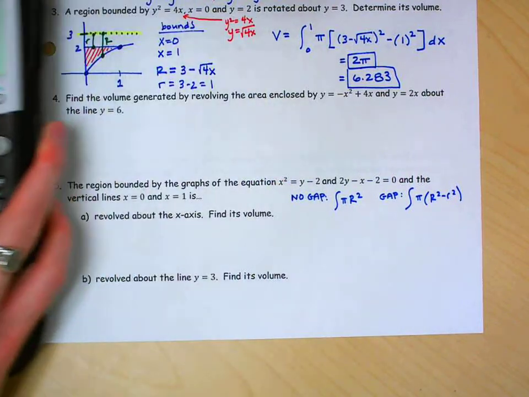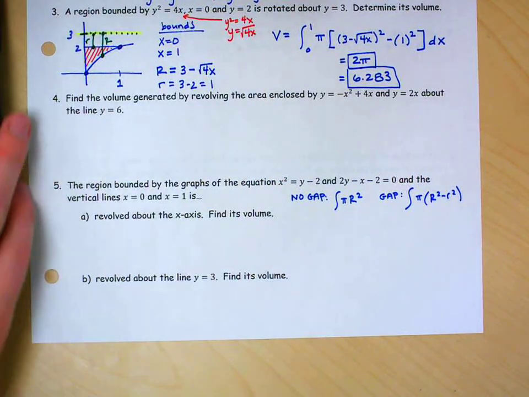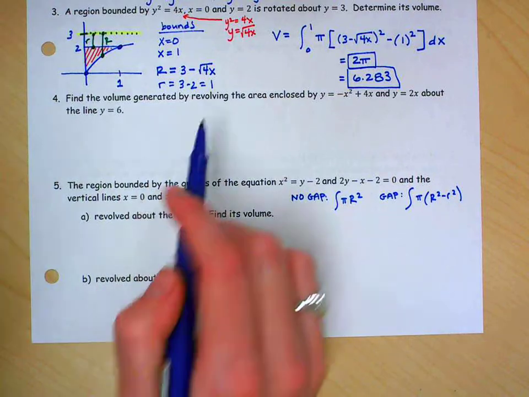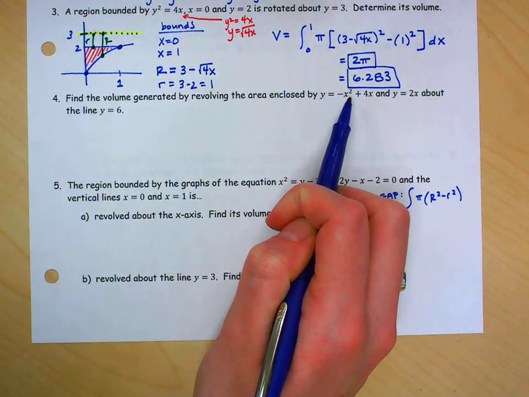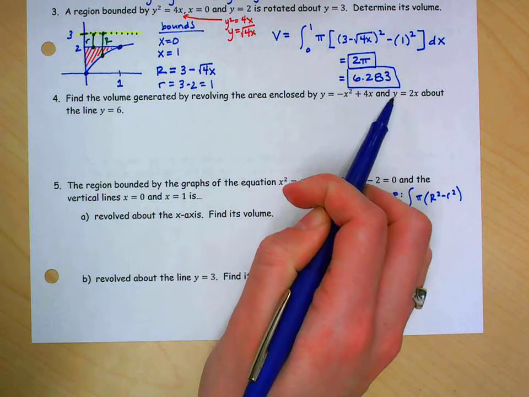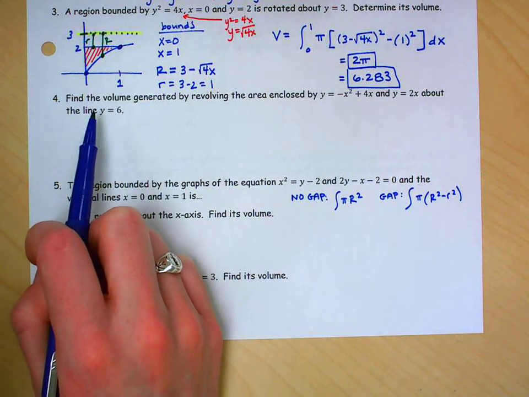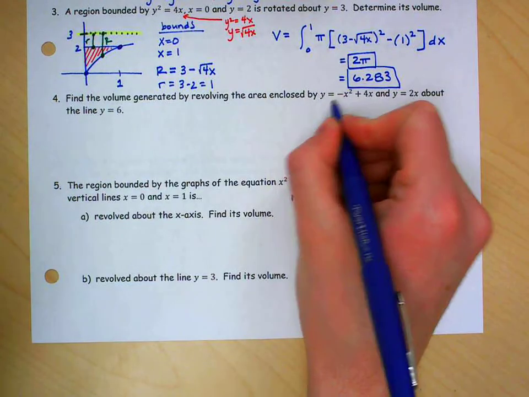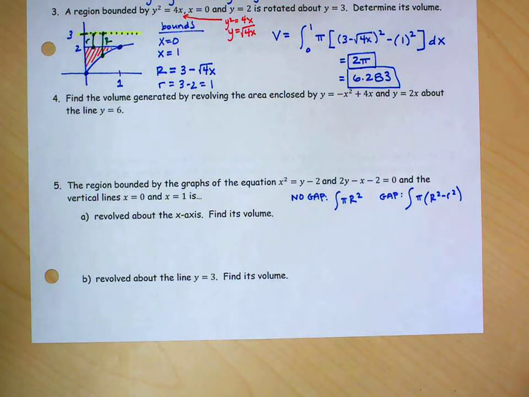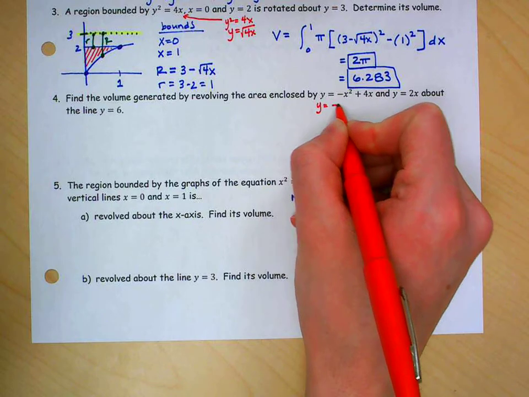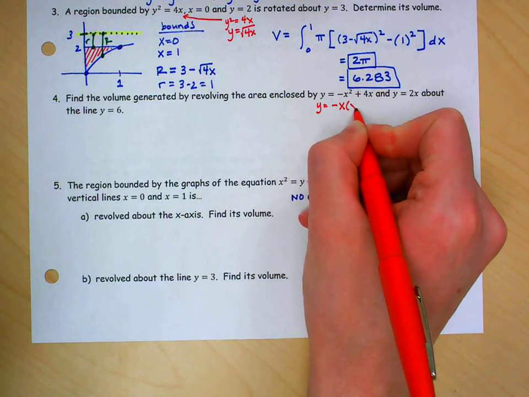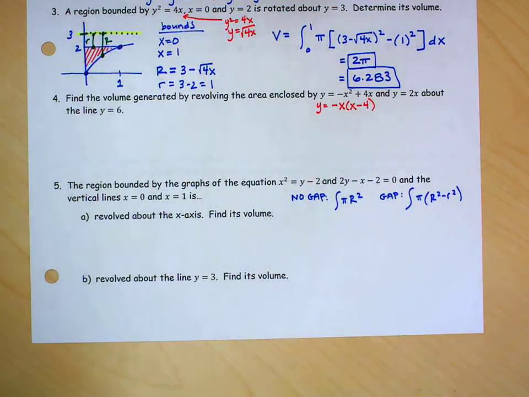Okay, let's move on to number 4. It says find the volume generated by revolving the area enclosed by y equals negative x squared plus 4x and y equals 2x about the line y equals 6. So I'm just going to look at this real fast and realize that this is the same thing as, I'm going to factor out a negative x, I have a leftover x minus 4. And then y equals 2x.